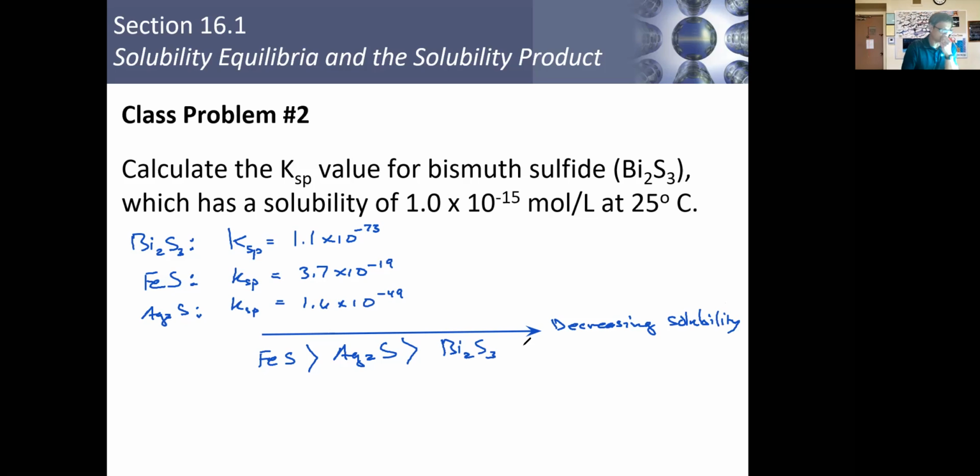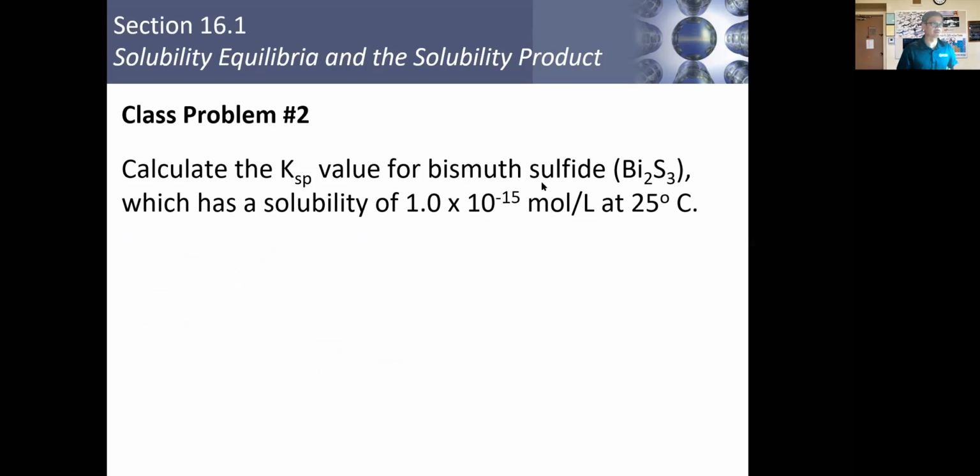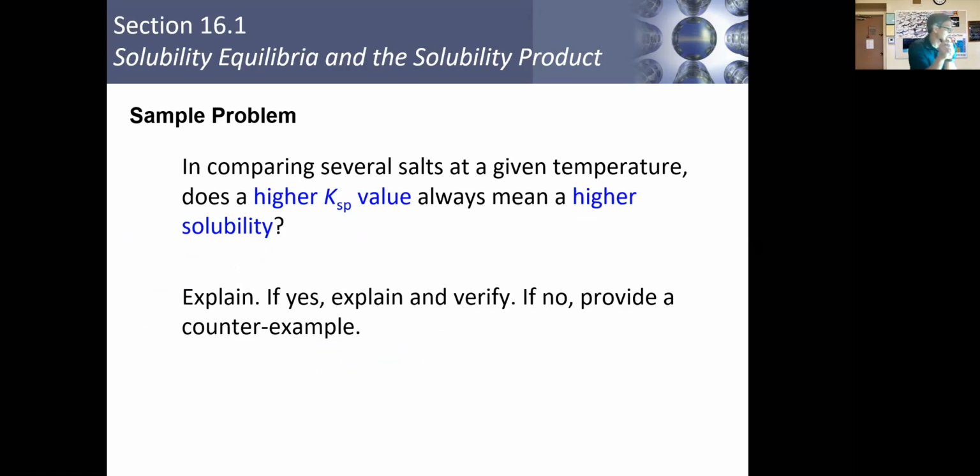Okay, so let's go ahead and let me ask you to consider what we have. We're going to consider this situation here. Let me put this over here. All right, so let's take a look at a question that's going to ask about them. We're going to examine this. Is it correct to say that a salt, an ionic compound with a higher KSP value, will always mean that it has a higher solubility?